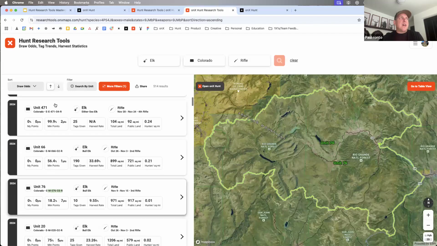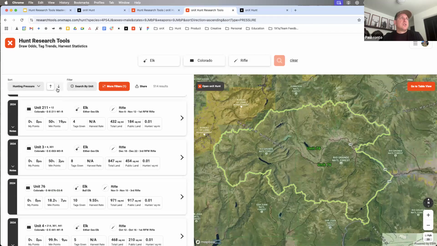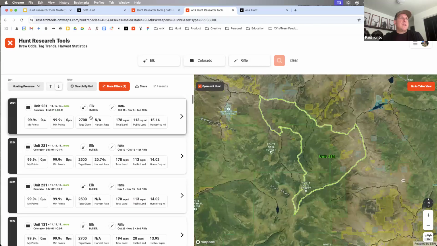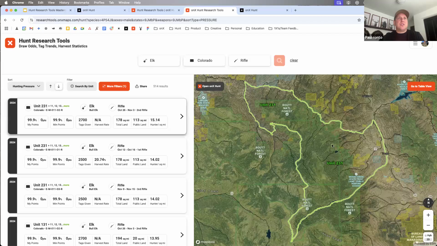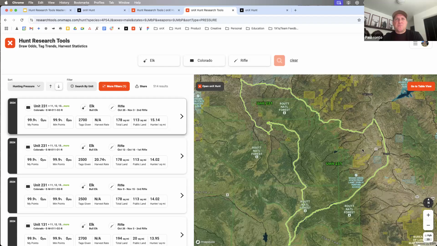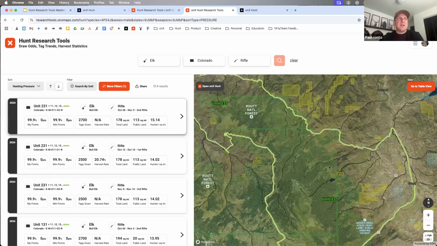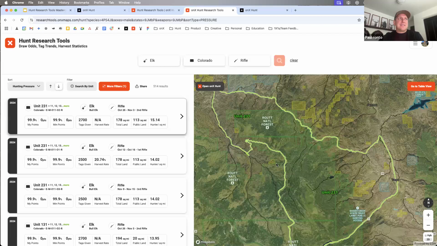You'll notice some of these, if we go to hunt pressure, we can sort by these high to low and low to high. So you'll see some of these, like this unit here, unit 231, has 178 square miles, but only 113 square miles of it are public. All this green, all this brown here is private, so you can't hunt it. So there's obviously less land. And this one had 2,700 tags given out. And so this has got really high hunt pressure, 15 hunters per square mile.